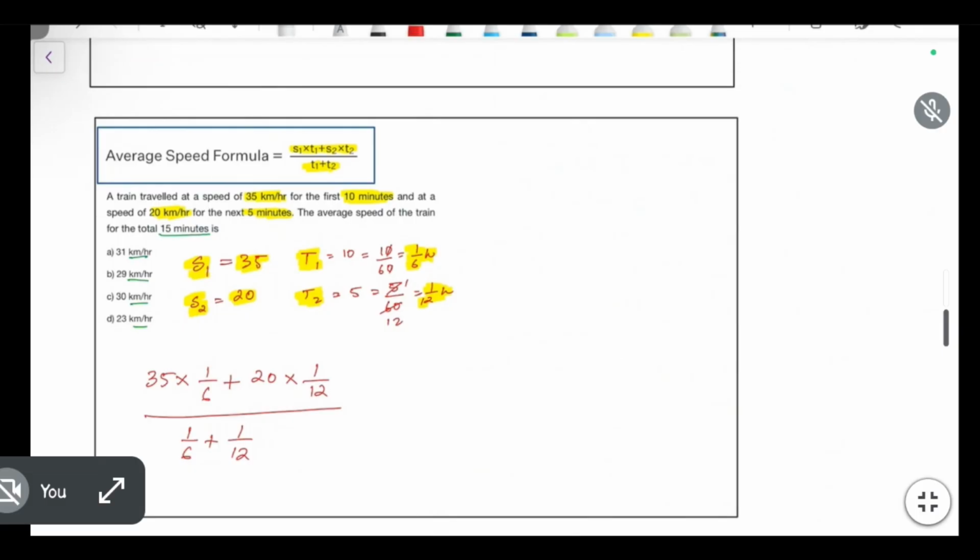So now, if I simplify this, the upper part is 35 divided by 6 plus 20 by 12, which can be reduced: 2 sixes are 12, 2 tens are 20, that means I have 10 by 6. Looking here, the LCM of 6 and 12 will be 12, because the greater number is in the multiplication table of the smaller one, so the LCM here is 12.